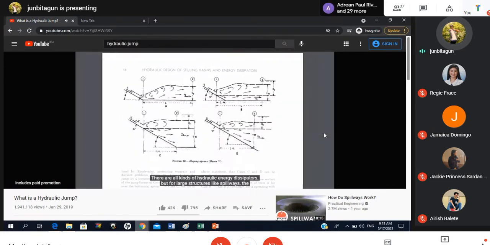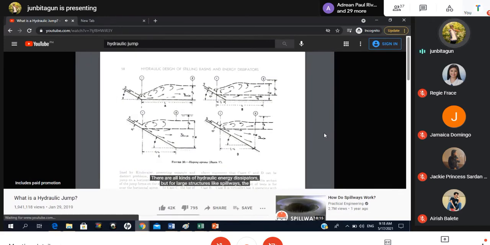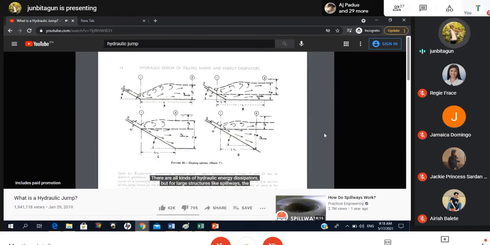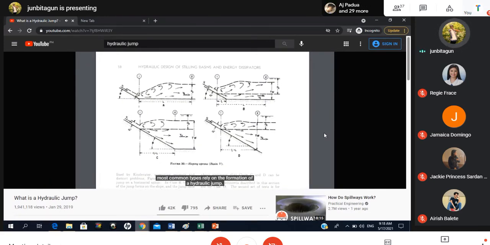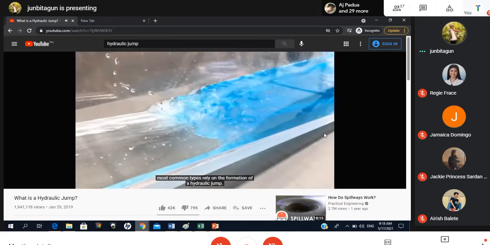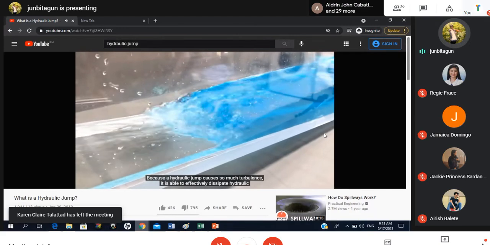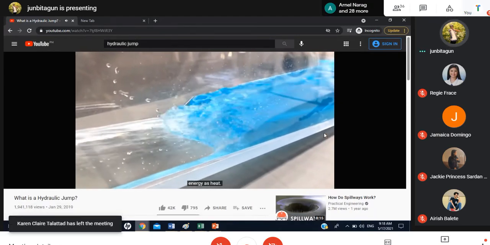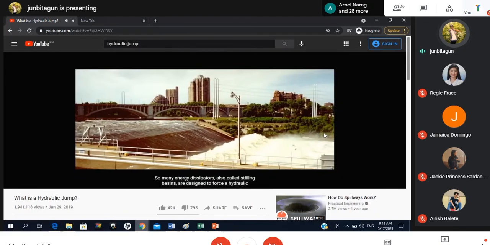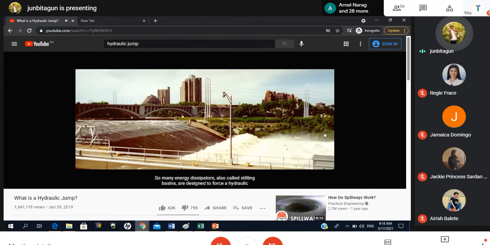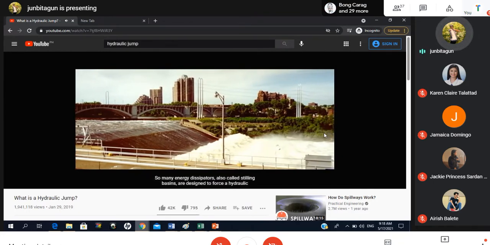There are all kinds of hydraulic energy dissipators, but for large structures like spillways, the most common types rely on the formation of a hydraulic jump. Because a hydraulic jump causes so much turbulence, it's able to effectively dissipate hydraulic energy as heat. So many energy dissipators, also called stilling basins, are designed to force a hydraulic jump to occur.